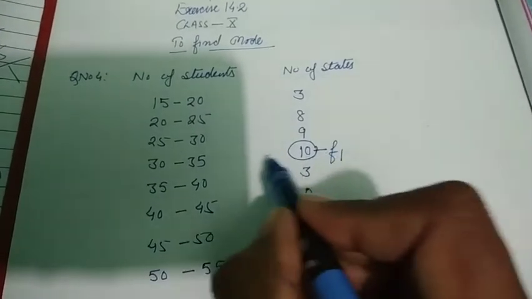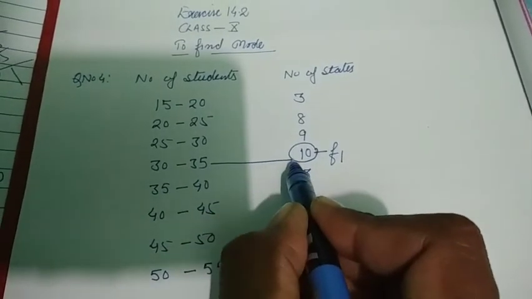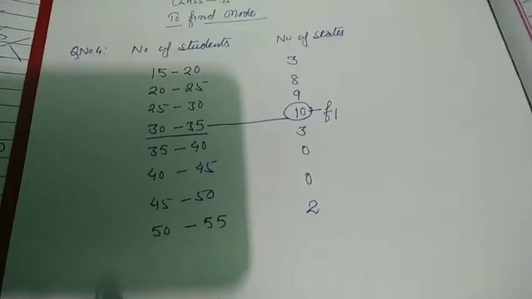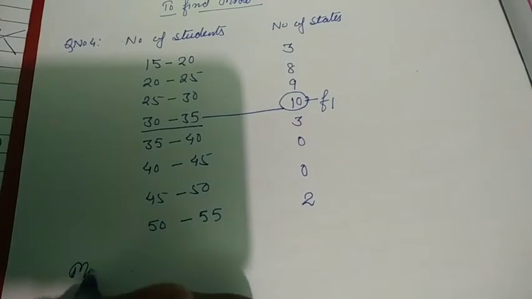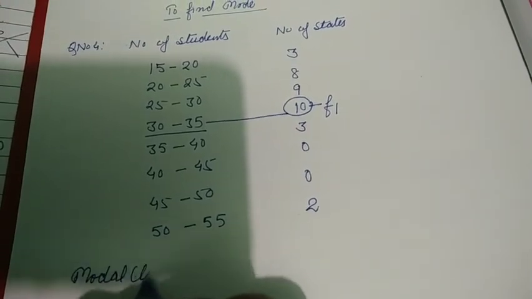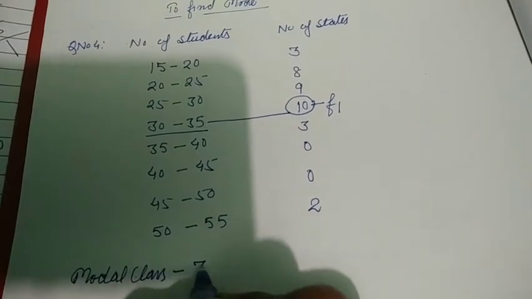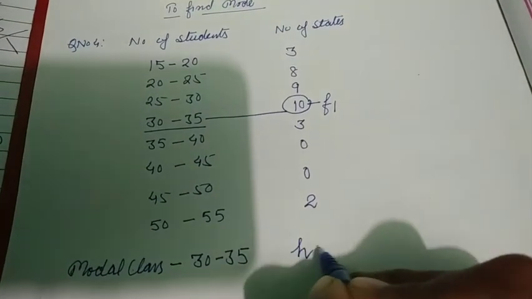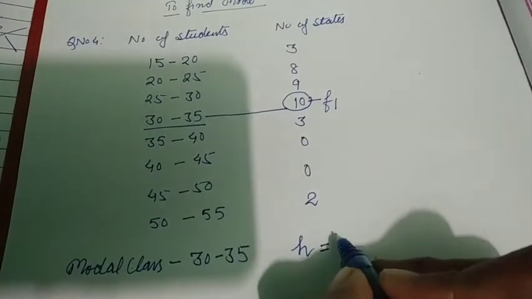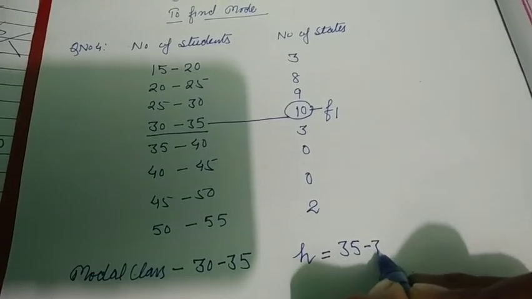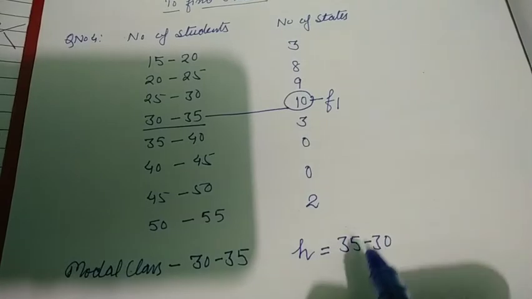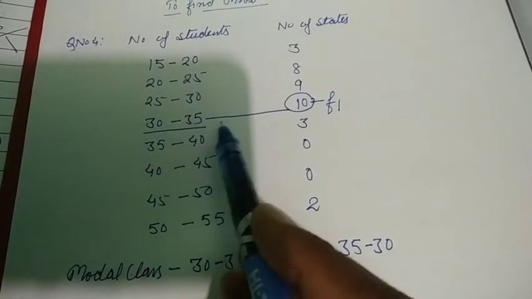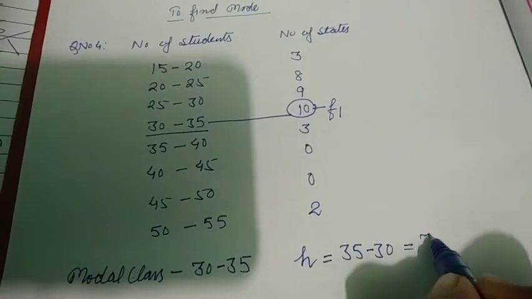The class, the group in which this frequency lies, is called the modal class, and for this data the modal class will be 30 to 35. And here h will be 35 minus 30. And how do we find h? We find h by subtracting the lower limit from the upper limit of this modal class, and that is equal to 5.